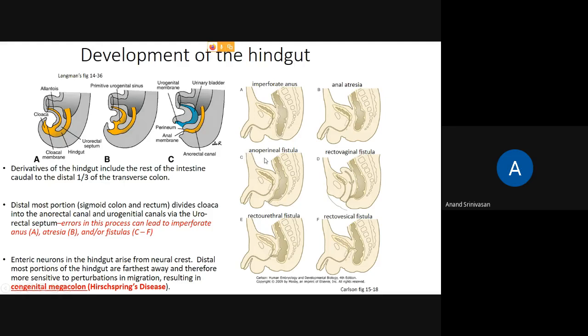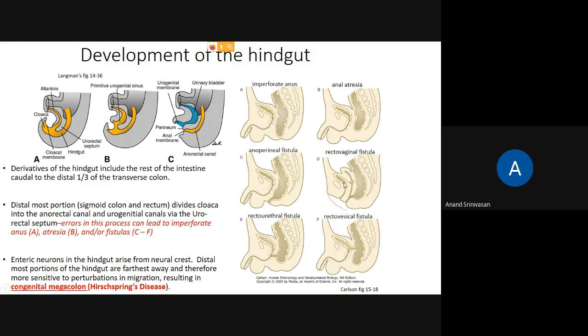So this is called anoperineal fistula, because it opens into the perineal body. The anal puckering is located posterior to it. The next one, you can see the rectum and anal canal. The anal puckering is present, but the anal canal is opening into the vagina. This is the female, so here you can see the urinary bladder, uterus, and vagina. So it is opening into the vagina: recto-vaginal fistula.